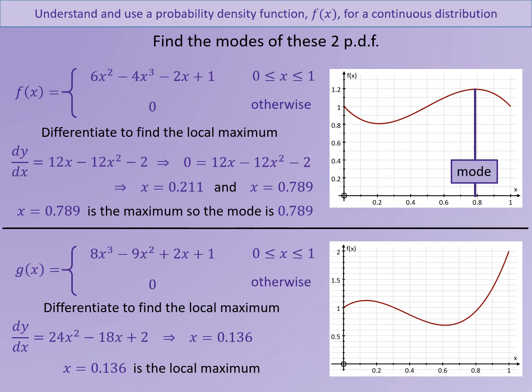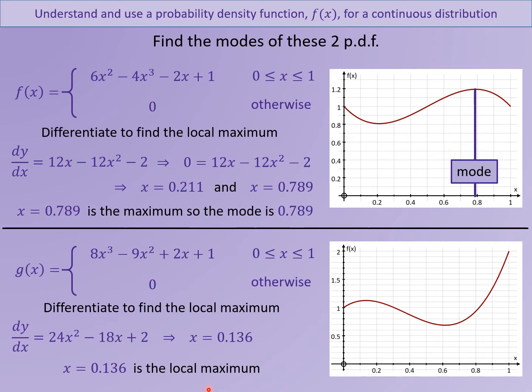The g of x, however, although there was a maximum and a minimum within that range, and we found the maximum as x equals 0.136, it turns out that there is actually a point that is higher on the curve within that range than the maximum itself. Remember that a local maximum just means that it's the highest point within that local area. It doesn't mean it's the highest point on the entire curve. So you also need to be careful here.